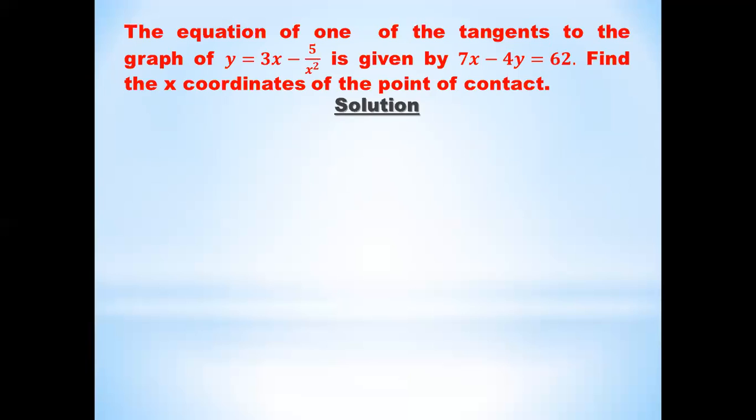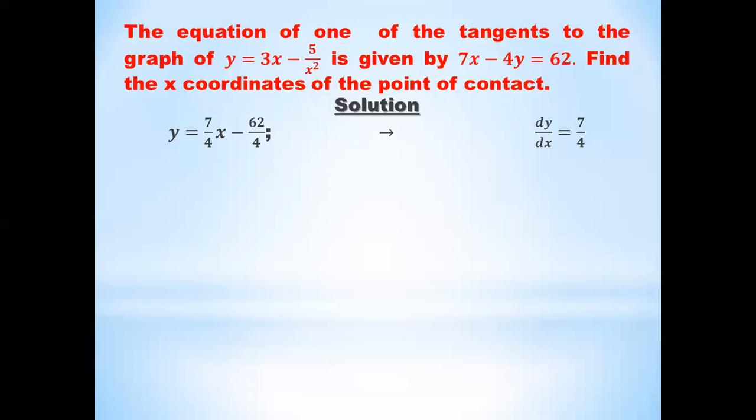So 7x minus 4y is equal to 62 is linear, but it is not written in the proper form. Remember, the equation of the straight line is y is equal to mx plus c. So we have to make y the subject. So when you make y the subject of the formula, obviously, you're going to have y is equal to 7 over 4x minus 62 over 4.